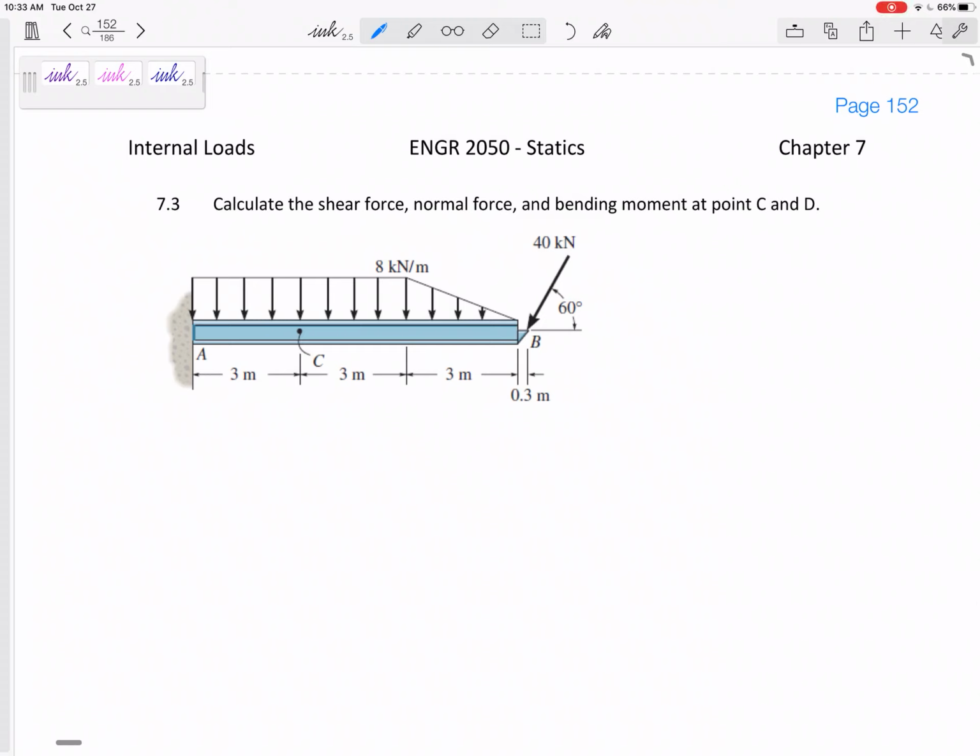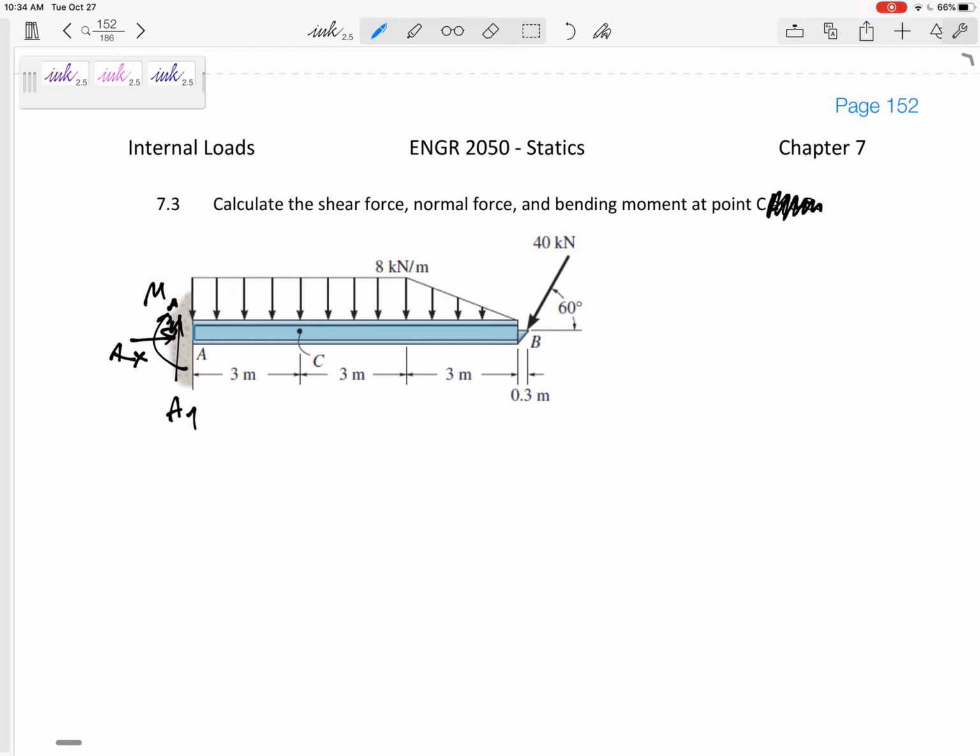All right, how about this one? Let's find the N, V, and M at point C, and there's no D, so let's do it at point C. All right, this is going to be an easy one. Now, generally, yes, I do tell you to look at the whole free body diagram, and yes, I could do that, and I could solve for an AX, an AY, an MA, but the more of these you do, the more comfortable you are with these.